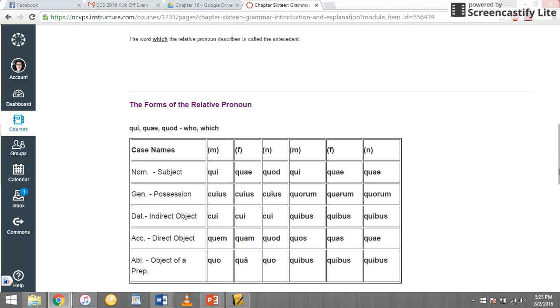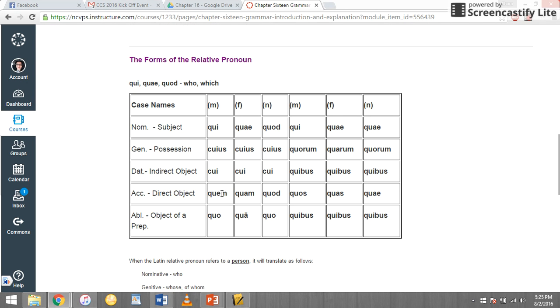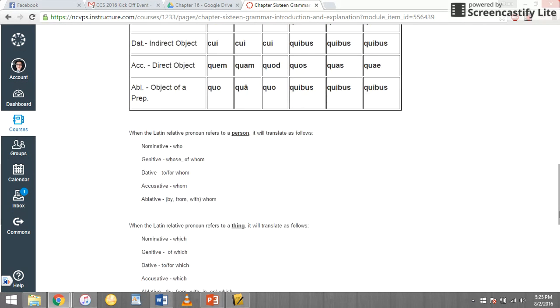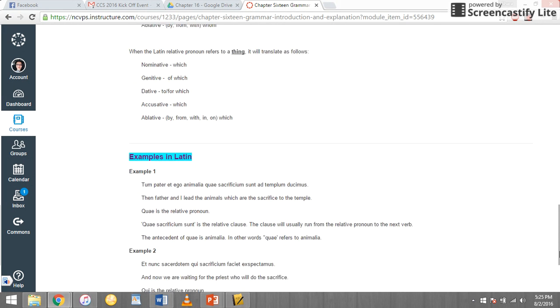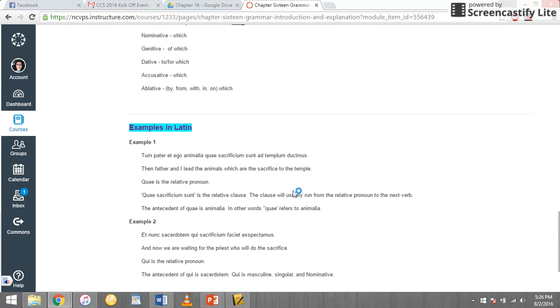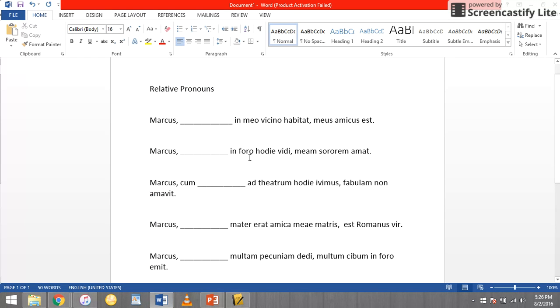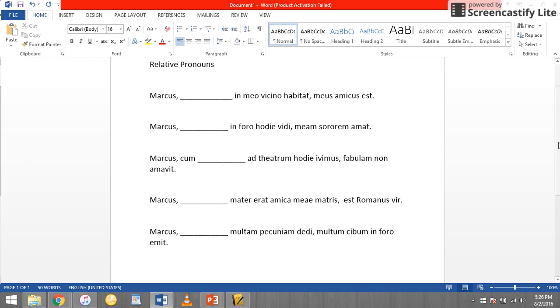Let's look at the chart. So here are the forms of the relative pronoun. These three rows right here are the singular, and these three rows are the plural. You're going to need this chart in order to do your work, I promise. Here's how to translate the relative pronoun, and here are some Latin examples. I'm going to give you some of my own because the questions you're having trouble with are like these. So basically, you're given a Latin sentence, you're given a blank, and you're asked to put the correct relative pronoun in the blank. This is not the easiest thing to do, but it's not as hard as you think it is.